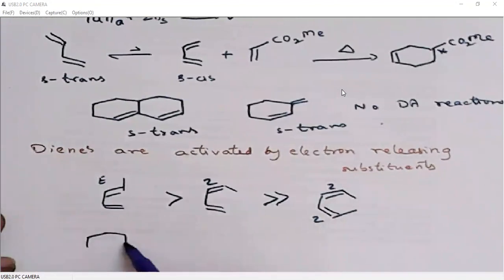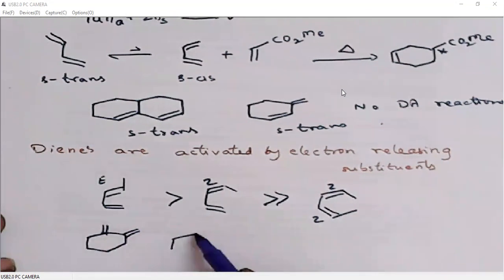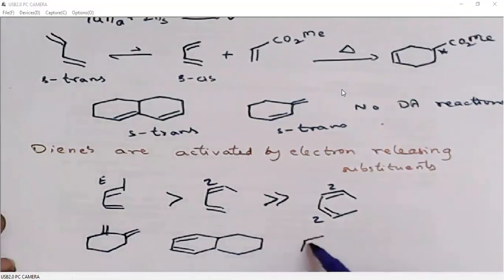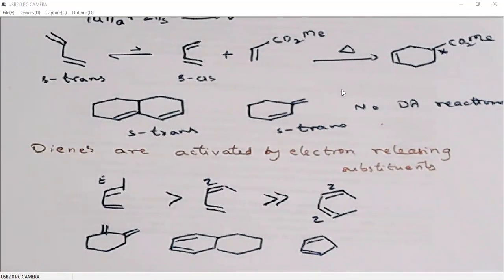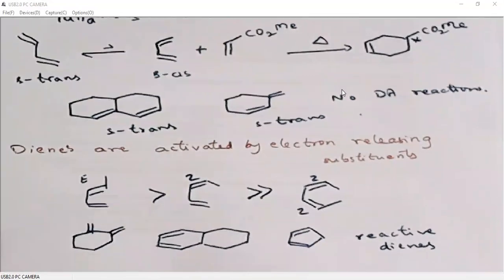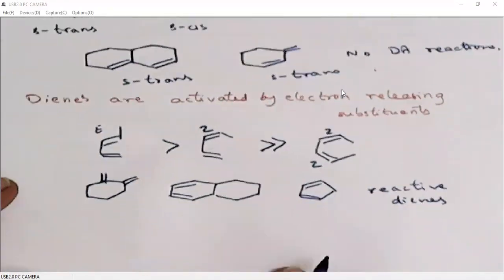Similarly, these are some of the examples for dienes. I'm not giving comparison here. These are some of the examples for S-cis dienes. Of course, because they are substituted, they have electron releasing substituents. These are all reactive dienes because they have electron releasing substituents.